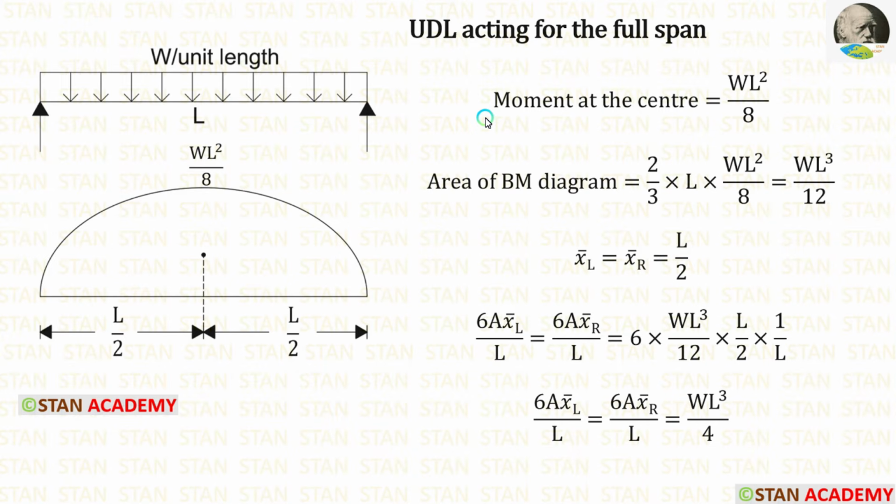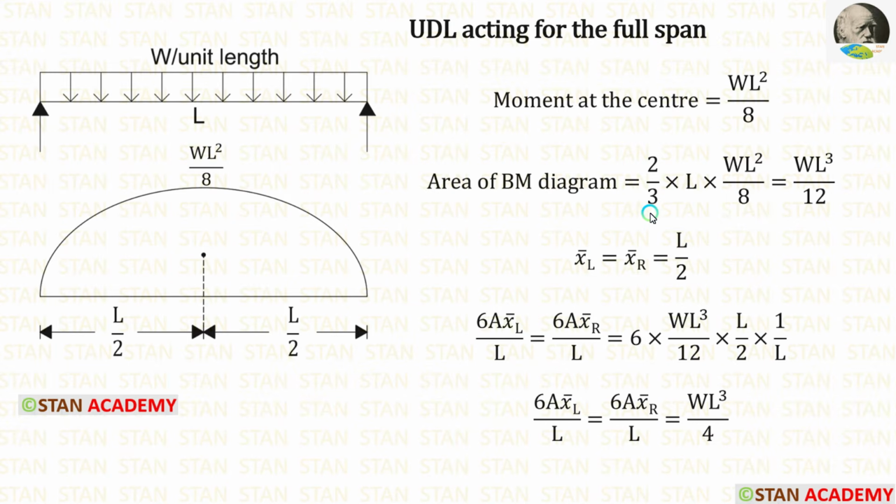Now let us see the next condition when the uniformly distributed load is acting for the full span. When the uniformly distributed load is acting for the full span, the bending moment formula in the center of a simply supported beam is WL square by 8. Now let us calculate the area of the bending moment diagram. This is a parabola made by second degree curve.